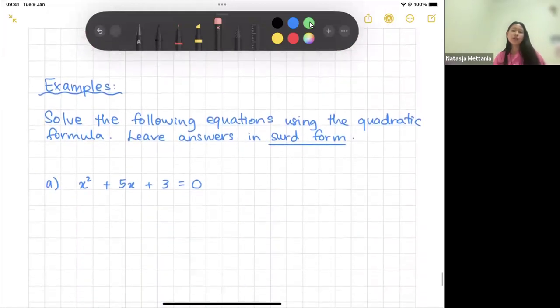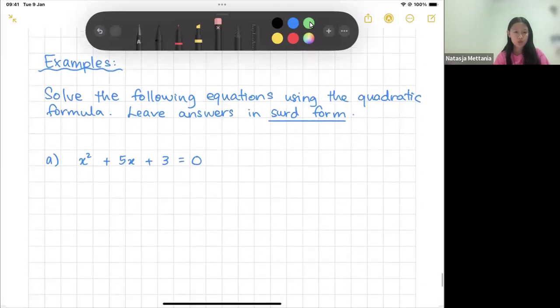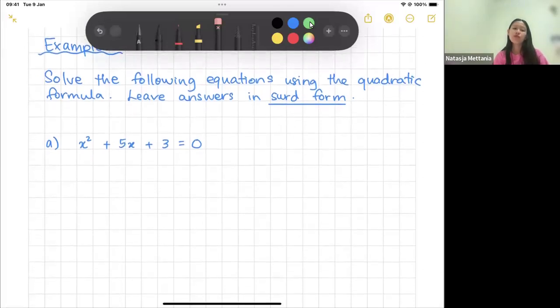All right, let's go into our examples. We're going to go through two. Solve the following equations using the quadratic formula. Leave answers in surd form, so square roots. x squared plus 5x plus 3 equals 0.